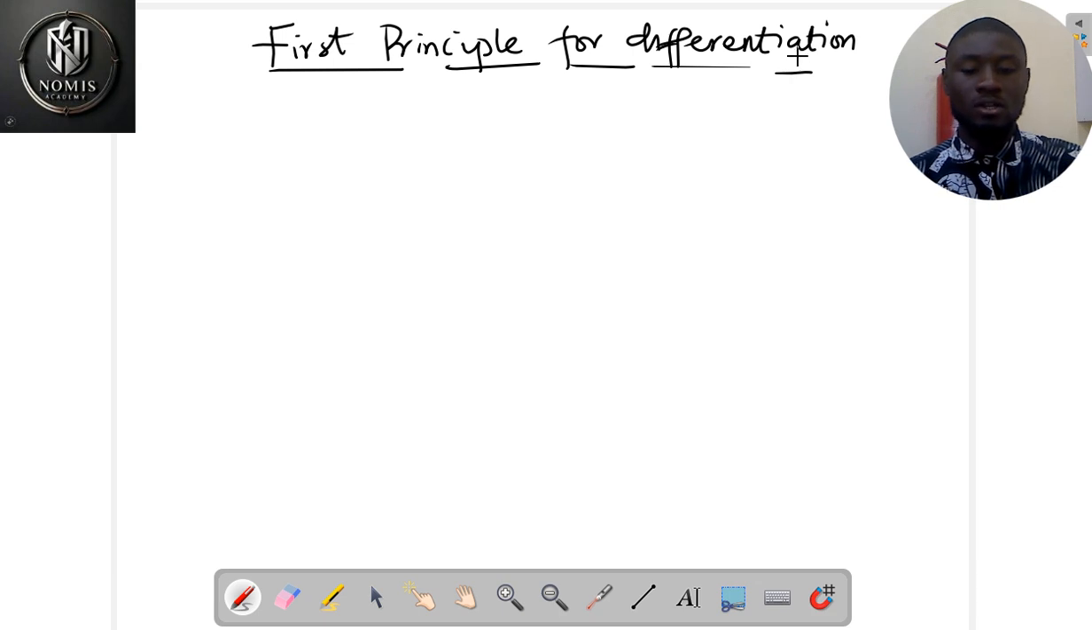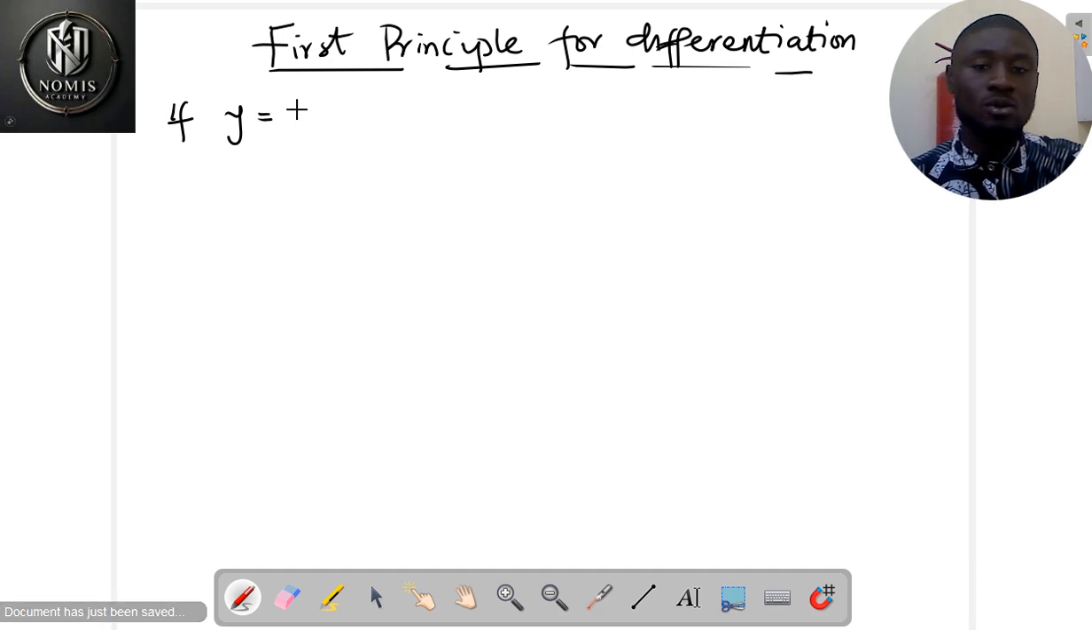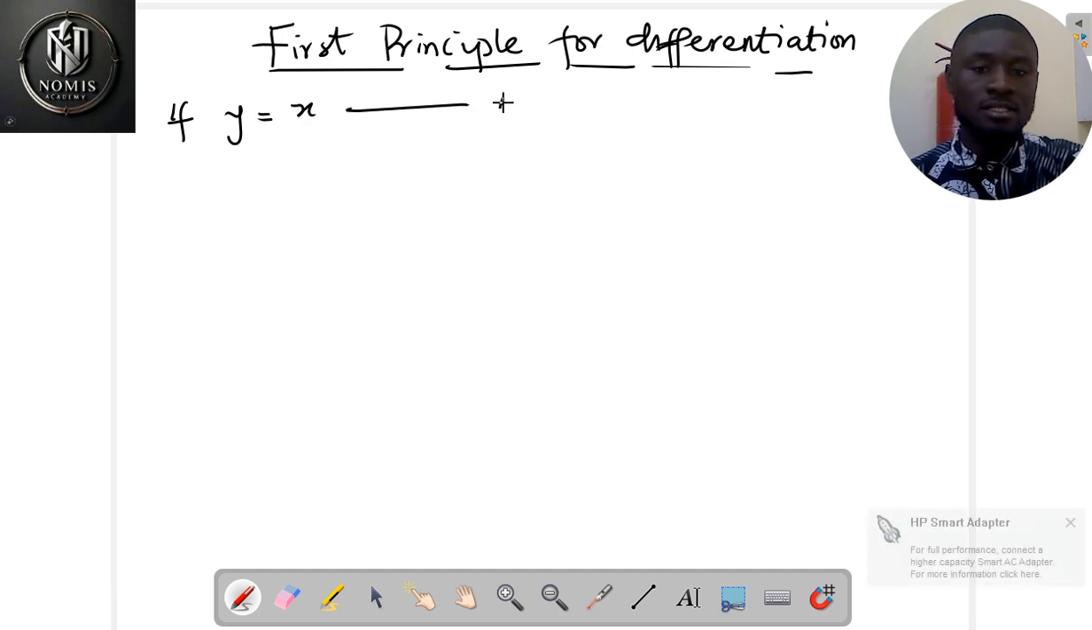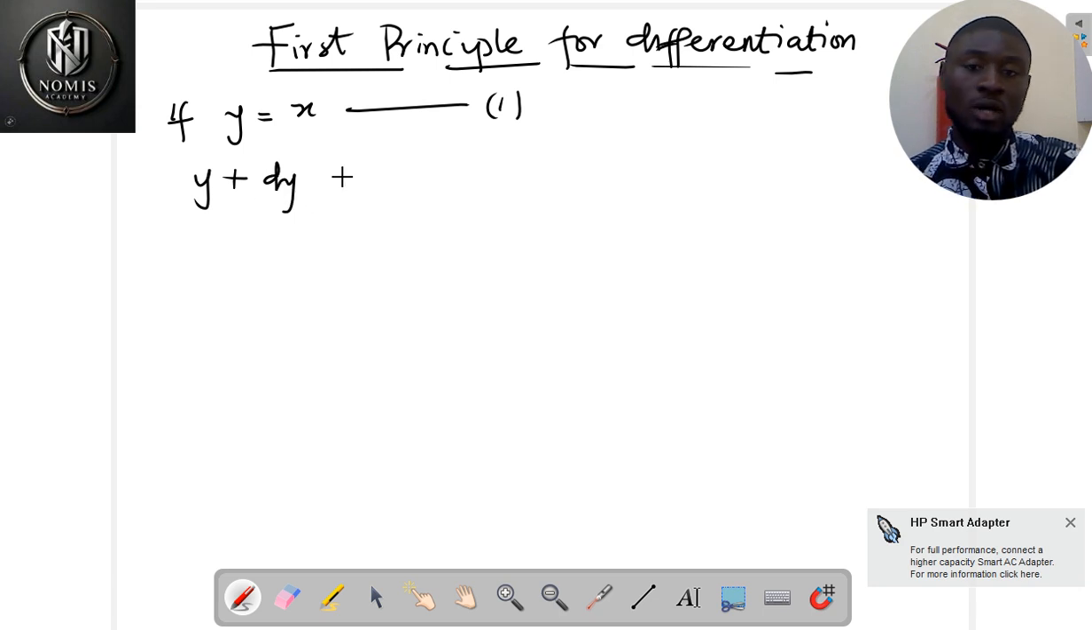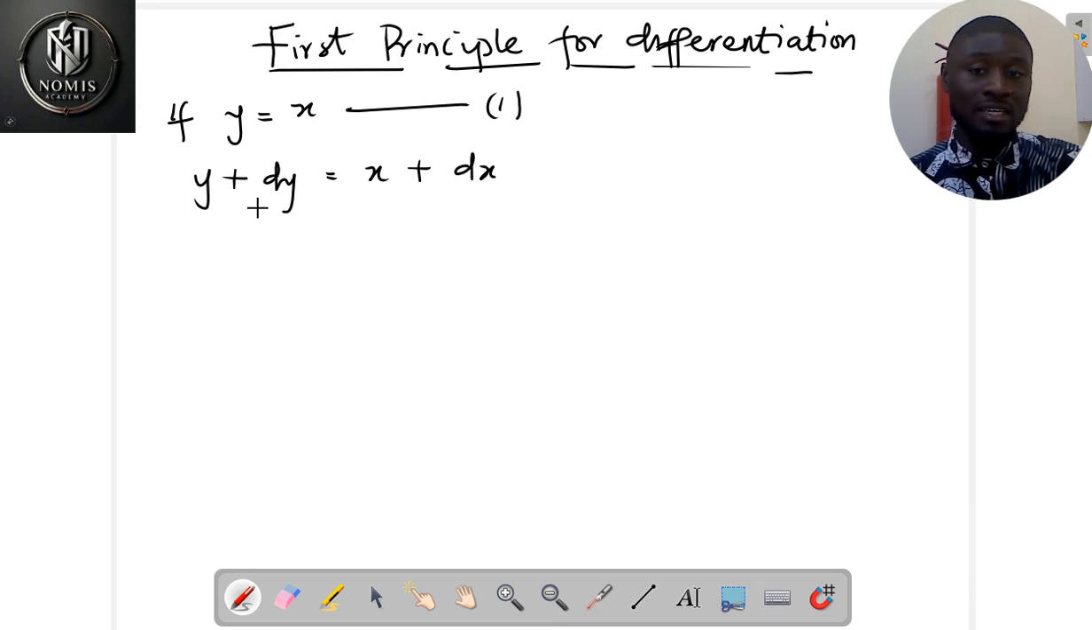So what does the first principle say? Let's consider if y is a function of x, that is, y is equal to x. Let's take this as our equation 1. To use the first principle, we say y plus δy, that is the change that has occurred along with y, is equal to x plus δx. So we are looking for dy/dx. We have to make δy/δx the subject of the formula.